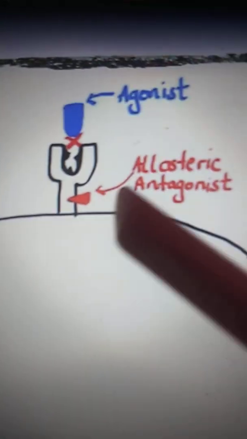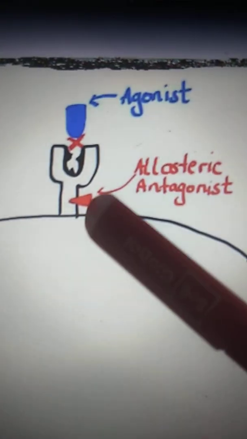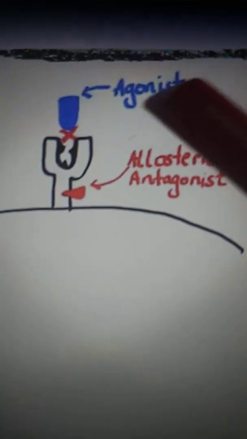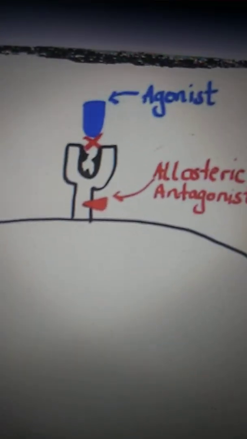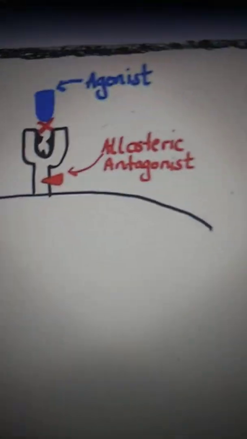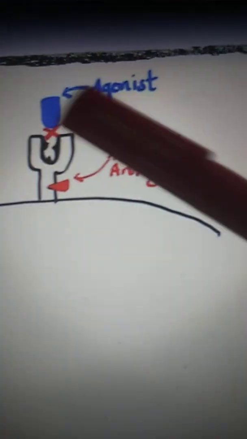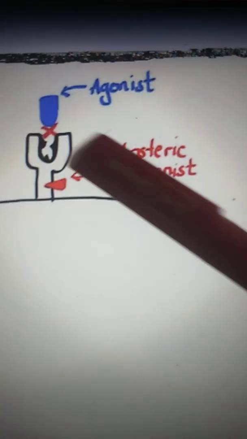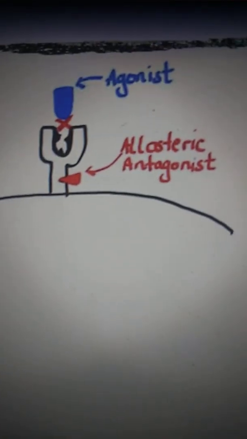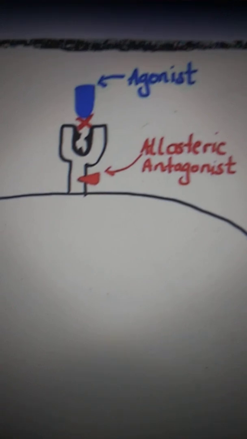See, in allosteric, non-competitive antagonism, there is a separate allosteric site, not the same site. If the agonist acts here, there's a different allosteric site which the drug will attach to, and it will not allow the agonist to attach to the receptor. This is what non-competitive antagonism is.